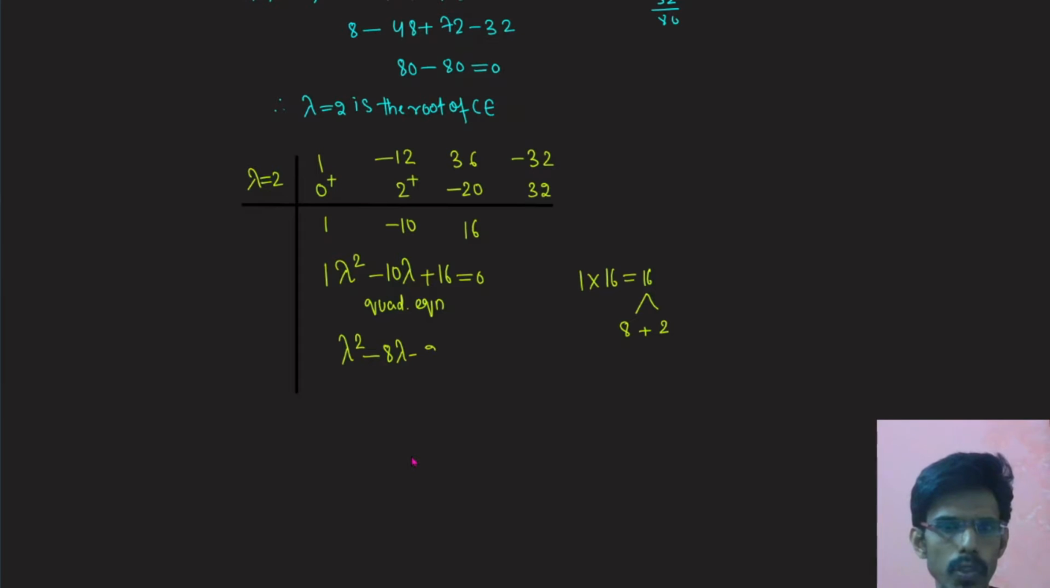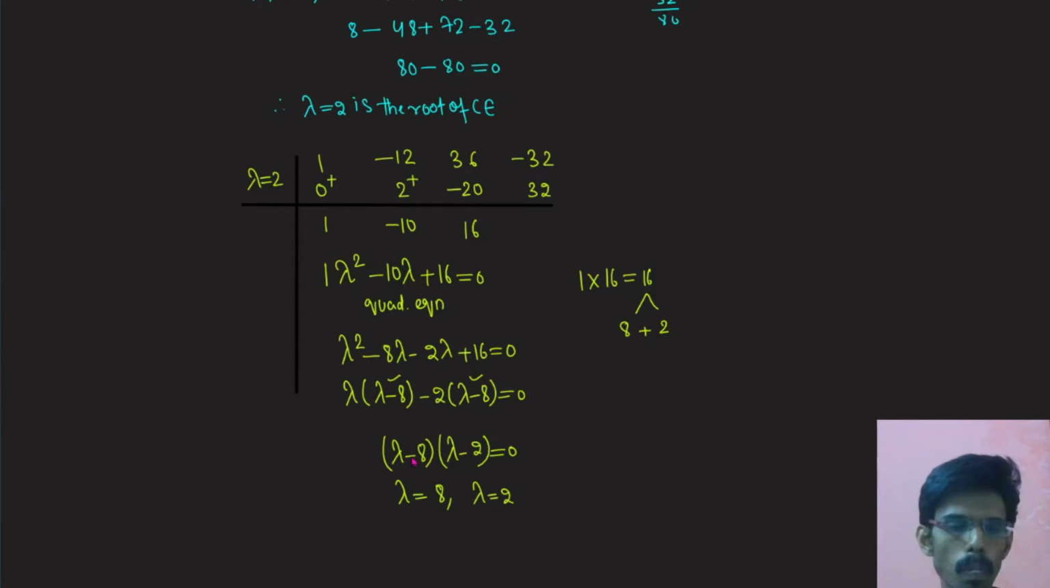So 8 lambda minus 2 lambda plus 16 is equal to 0. Take lambda common, we have lambda minus 8. Minus 2 common, we have lambda minus 8 equal to 0. Lambda minus 8 is common, then we are left with lambda minus 2. So that must be equal to 0. From this, lambda equal to 8, lambda equal to 2.